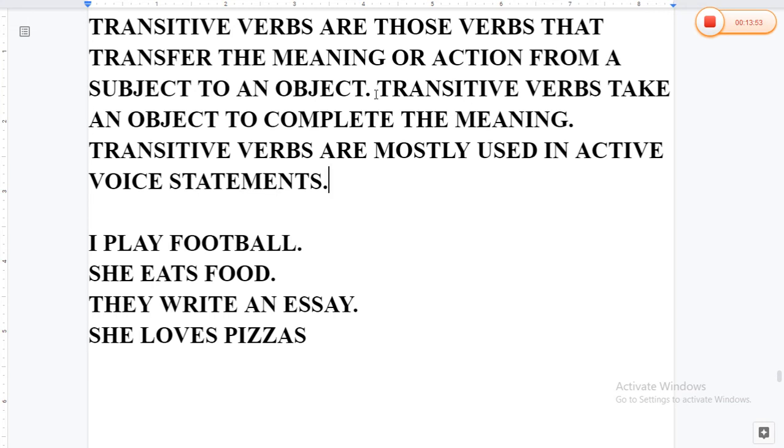Yes, sir. Yes. So transitive verb transfers the action from subject to object. This is a simple point that I want to make clear here today: transitive verb transfers the action from subject to object.